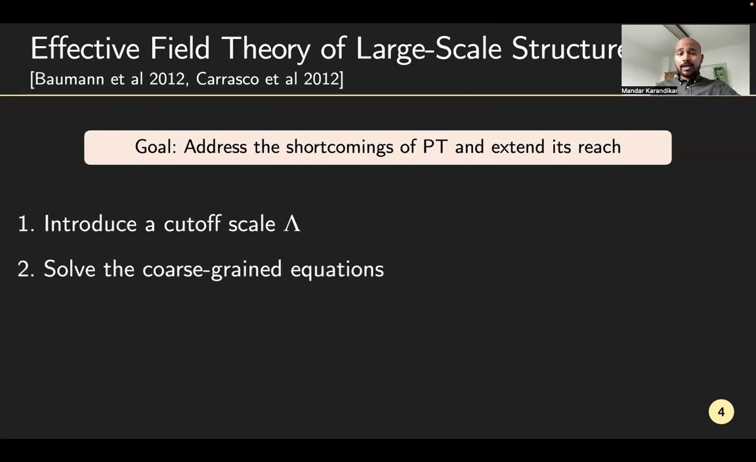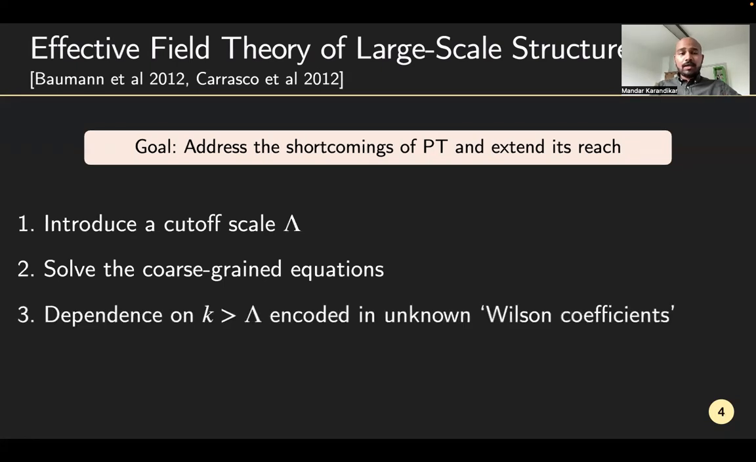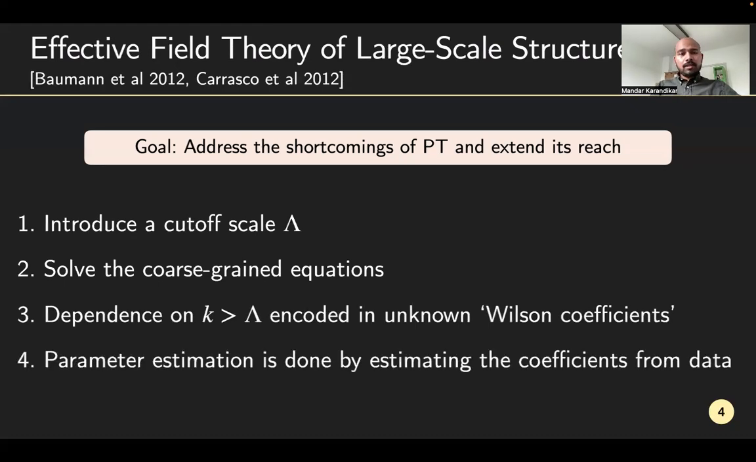Then you solve the coarse-grained equations, which are the fluid equations that I will describe in a second. And then you still have some dependence on k larger than lambda. This dependence is encoded in unknown coefficients, which are the Wilson coefficients of the theory. If you would like to extract cosmological parameters from this, that is done by estimating what these Wilson coefficients are, either from data or from simulations.